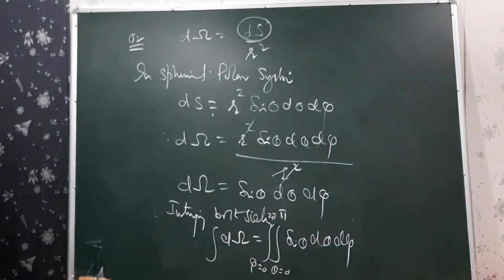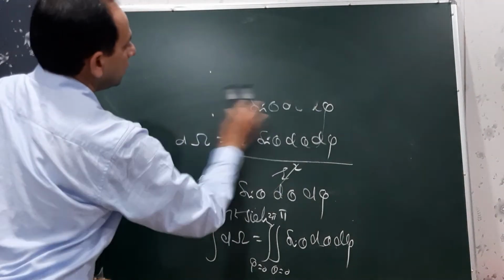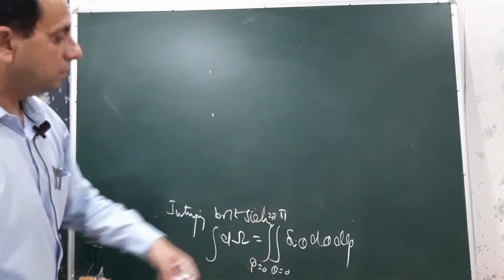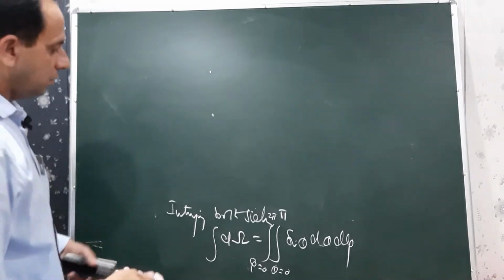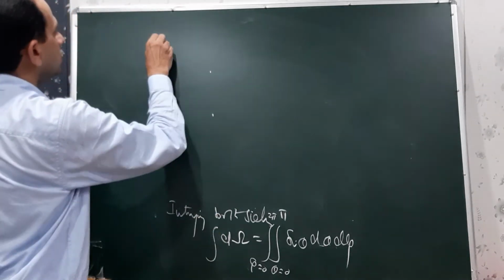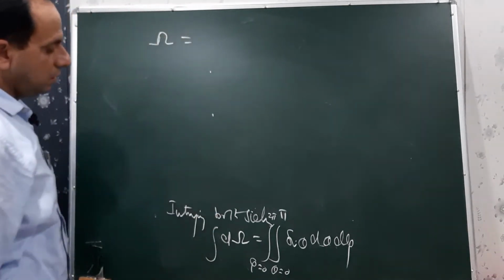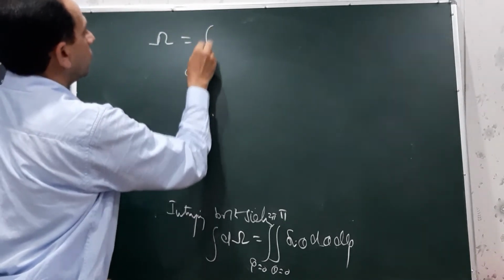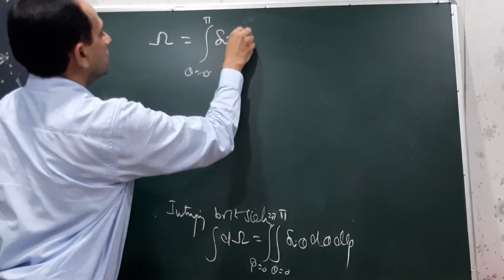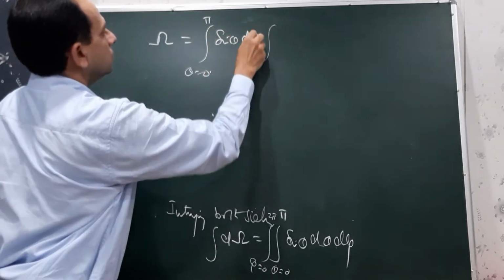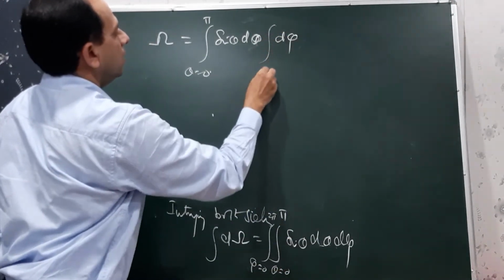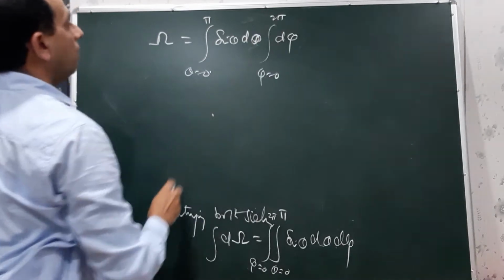We have already discussed these limits in the previous lecture, that theta varying from 0 to pi and phi varying from 0 to 2 pi form a sphere. So, the integral of d omega is written as omega, and on the right hand side it is theta from 0 to pi of sin theta d theta, and phi is separated out, this is d phi with phi from 0 to 2 pi.